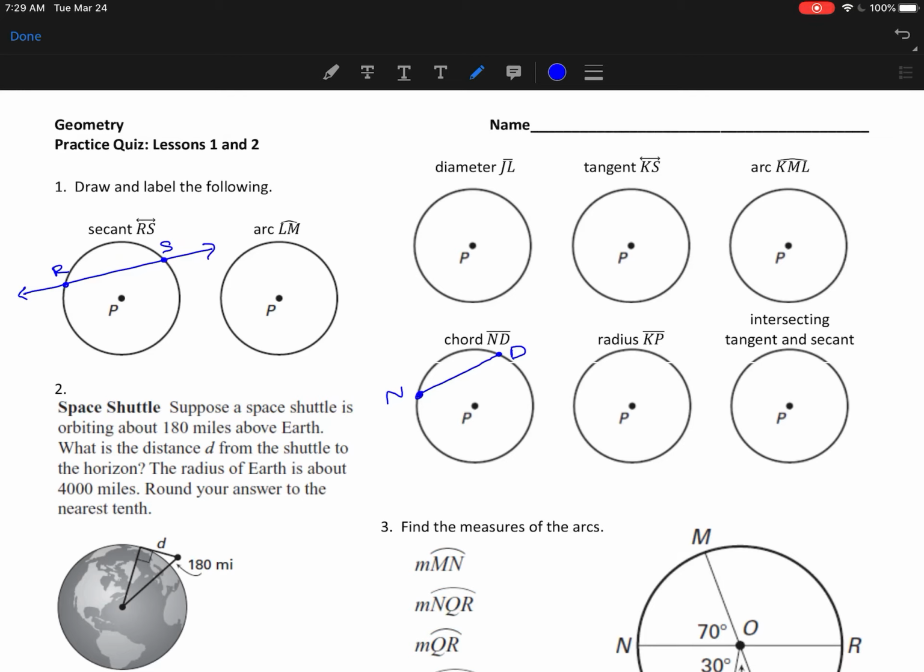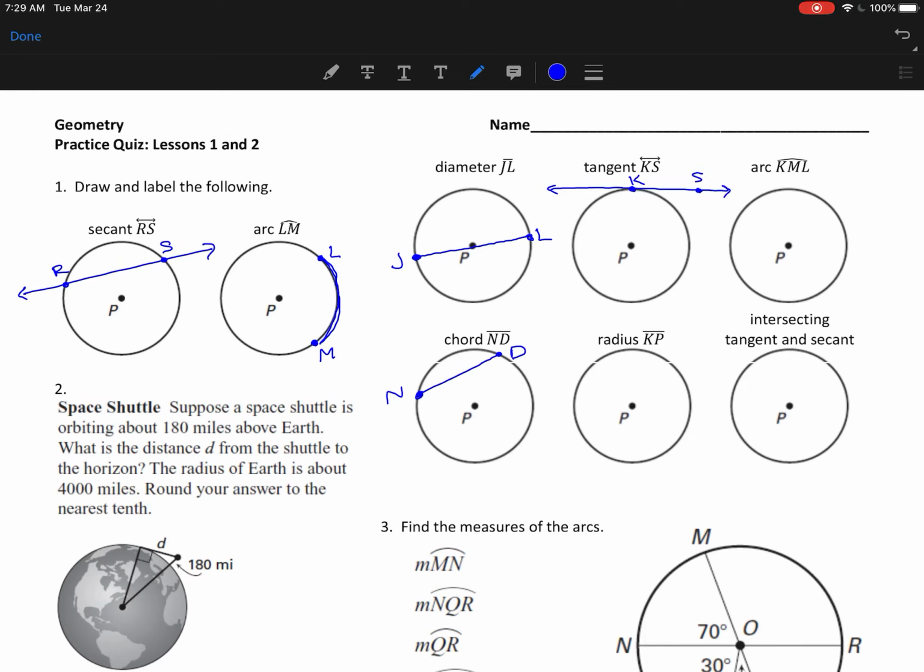Arc LM, so there's only 2 letters there, so I know it's a minor arc, which means it's going to be less than half of the circle. So maybe we could say this arc right here is arc LM. Diameter JL, diameter would go through the center of the circle, JL. A tangent line just touches the circle, just at one point, one tangent point, and then if we needed to name that KS, we would have to put another point and mark those as K and S.